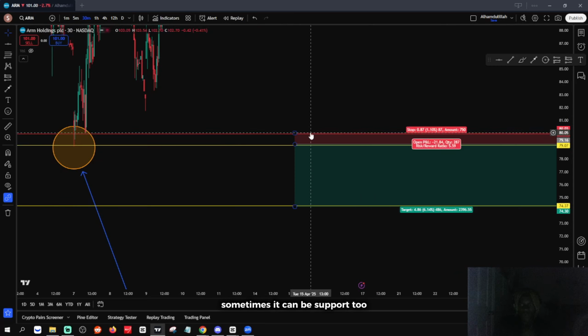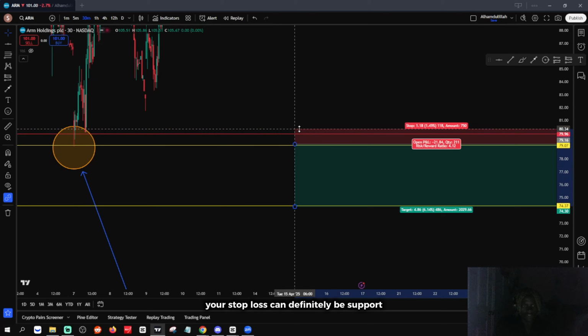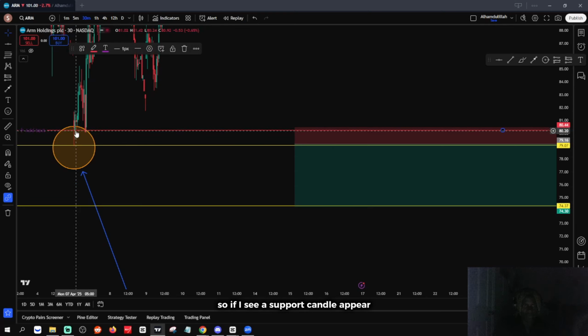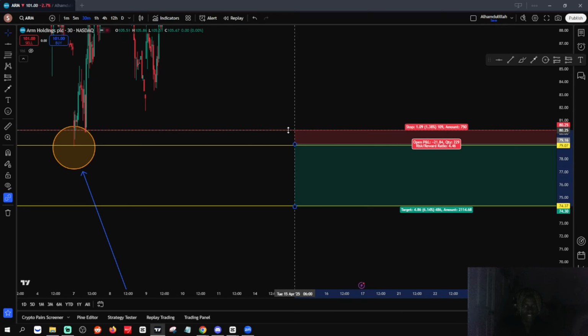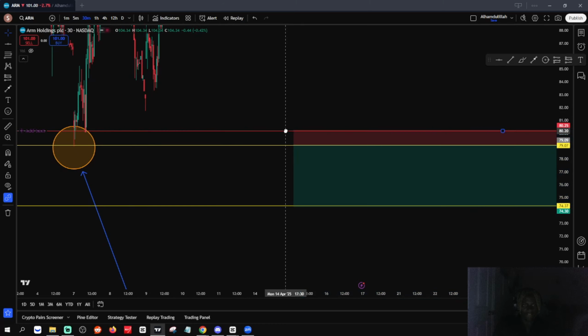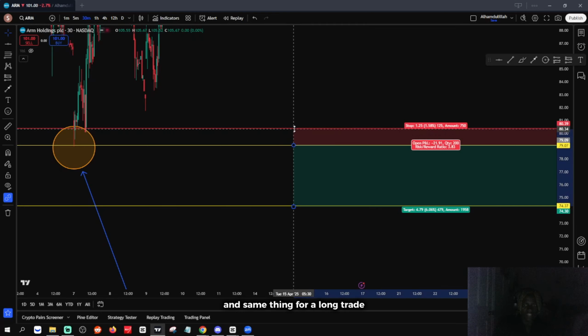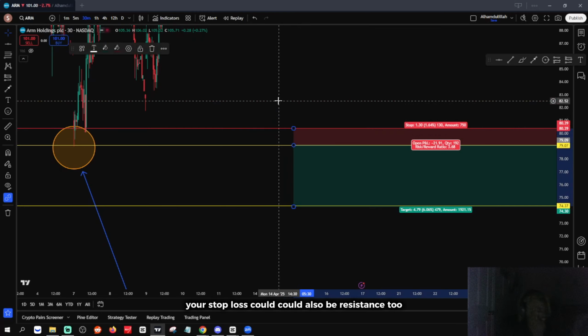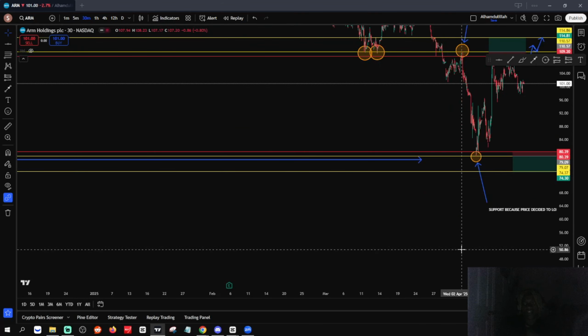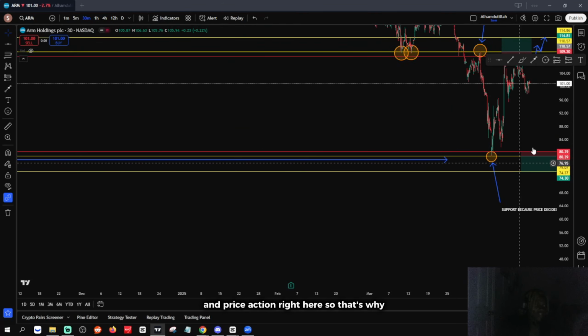Sometimes it can be support too. Your stop loss can definitely be support or the opposite of it too if you don't have a resistance candle. So if I see a support candle up here, this can also be my stop loss. So yeah, just to give it some room because support turns into resistance. And same thing for a long trade, your stop loss could also be resistance too if there's not some niche support near it because there's not that much structure and price action right here. So that's why.